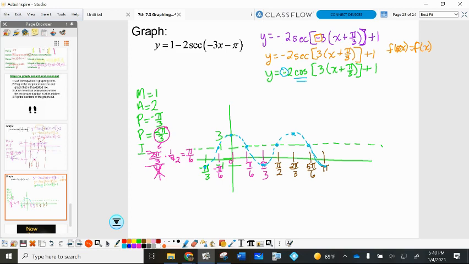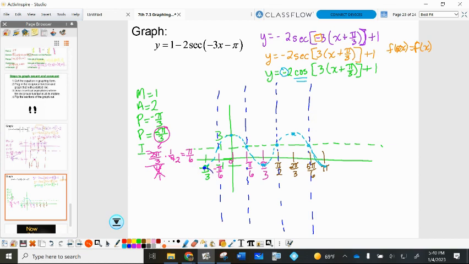Everywhere where my original reciprocal function, cosine, is at the midline, I'm going to put in a vertical asymptote. So I have a vertical asymptote at negative pi over 6, a vertical asymptote at positive pi over 6. And again, those are 2 of my 5 key points. I'm going to go ahead and do it for the second cycle. So when it was at the midline, I'll get a vertical asymptote. Notice that the midline now is up at positive 1, right, because of our vertical shift. So everywhere where it's at its midline, we get a vertical asymptote.